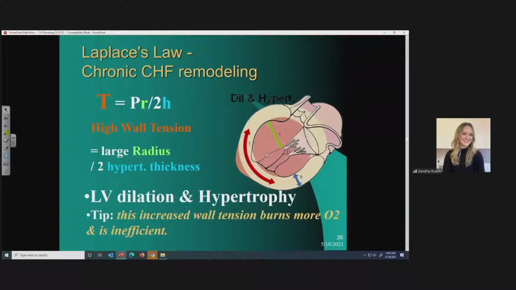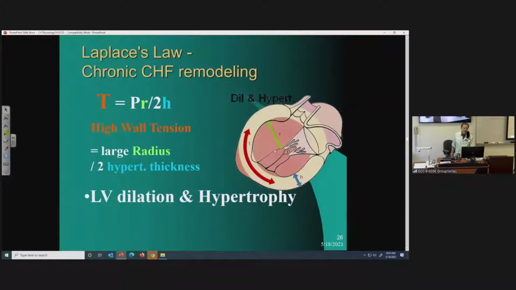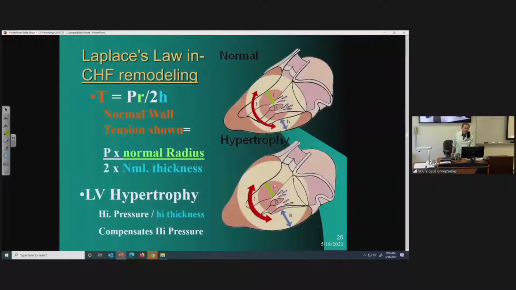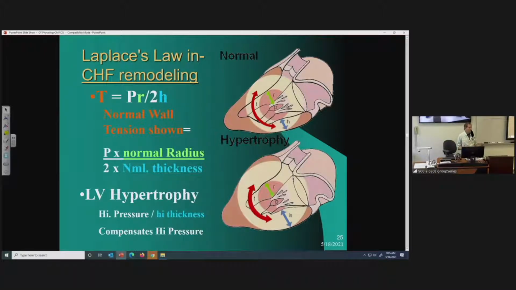Darren, quick question. So you're saying that if there's a larger radius, there's both dilation and hypertension? Laplace's law has to do with the radius and the wall thickness. So I put the hypertension and dilation together in the sense that long-standing hypertension will give you hypertrophy, right? That's pretty easy to understand. If you make the muscle work harder, it's going to get thicker. We all do that. If we go to the gym and start working out, you're going to bulk up.